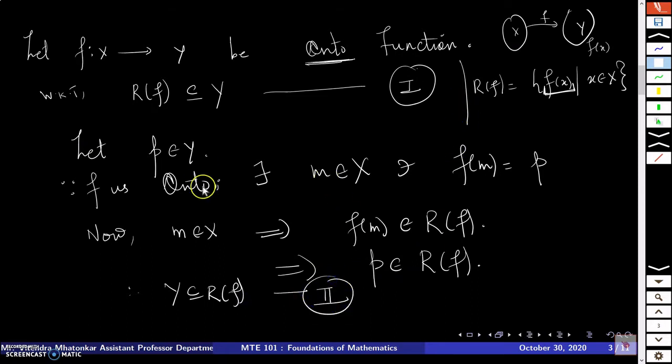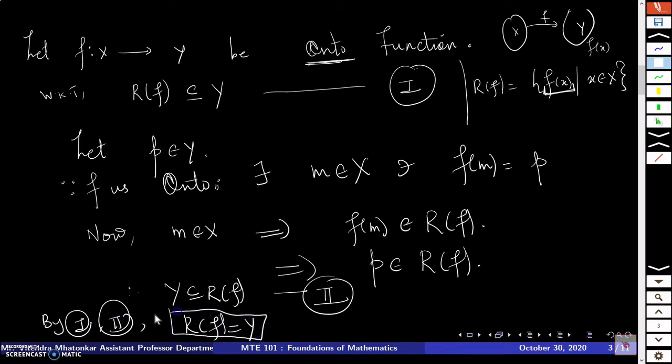So by 1 and 2, what do we have? Y and range of f, they are subsets of each other. So by 1 and 2, the range of f is nothing but Y, right? The first one, that is the statement which I've marked 1, is always true, whereas the second one happens only when the function is onto. Okay, so I can put this as a result.